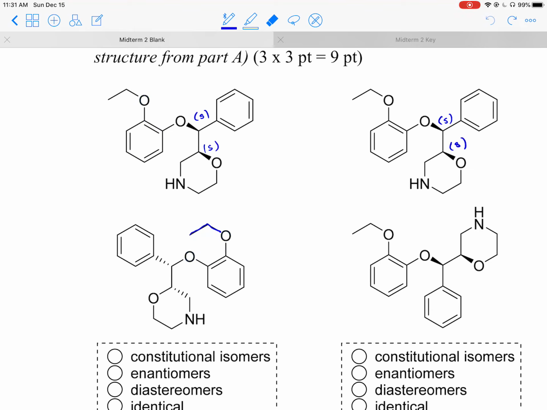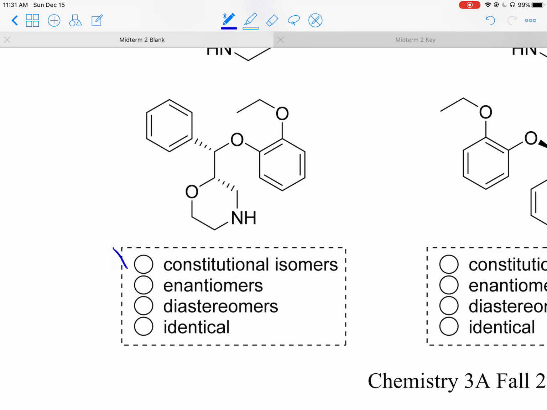So they're not going to be constitutional isomers. Constitutional isomers would be connected in a different order or something along those lines. Maybe this alkoxide would be right here instead. That would be an example of a constitutional isomer. But that's not the case. They're all arranged in the same order. So we know that it's not constitutional isomers. Now we need to check if they're enantiomers, diastereomers, or identical.